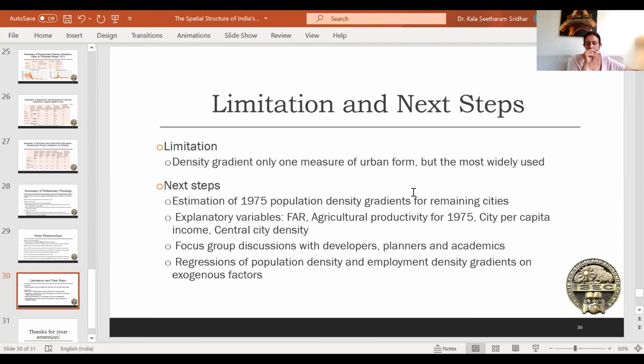About 40-50 more are remaining, and for the explanatory variables, we still have to put together a data set consisting of FAR, agricultural productivity, city per capita income, and central city density. And I'm committed, as per my Fulbright proposal, to also have an FGD of developers, planners, academics, and real estate realtors on the land use regulations and so forth, that explain what they find. And we also have to do the regressions of population, employment density, and all these exogenous factors.